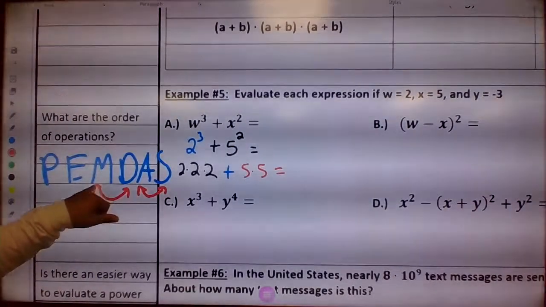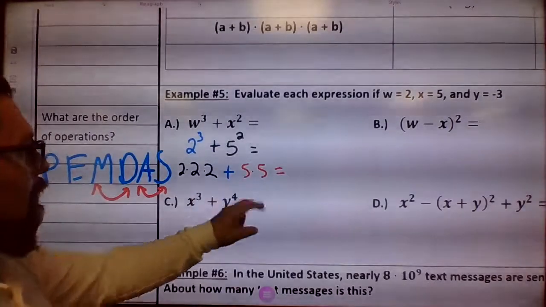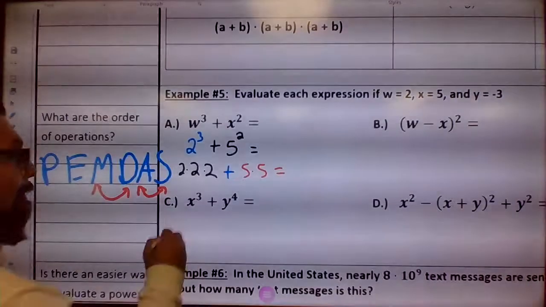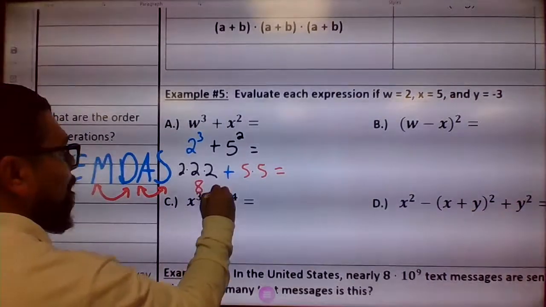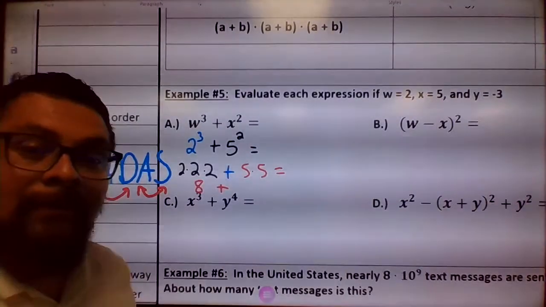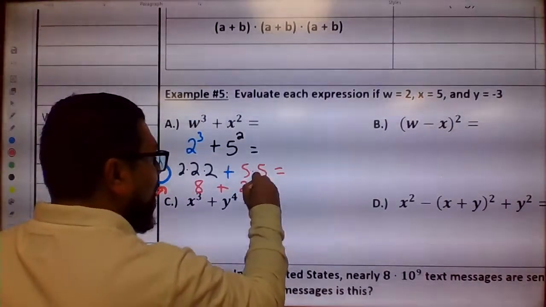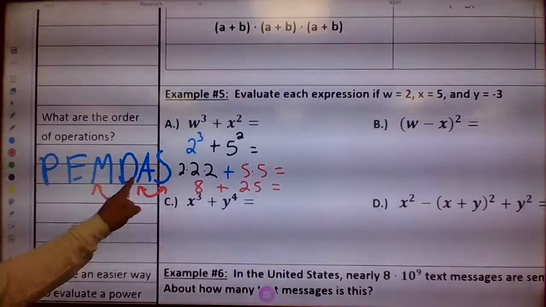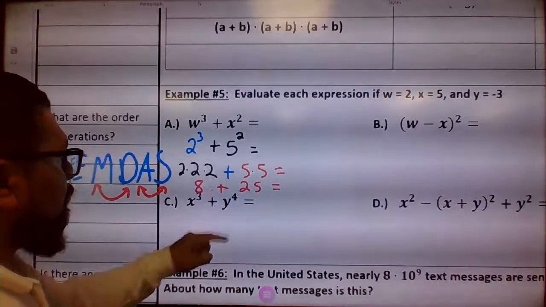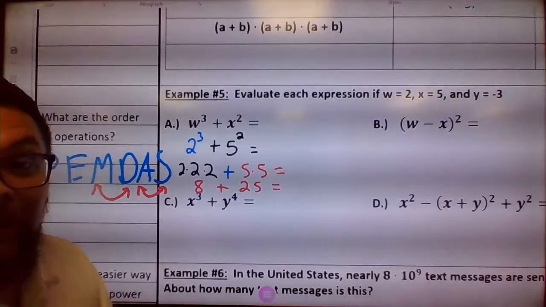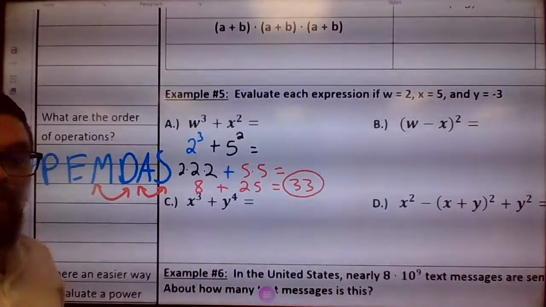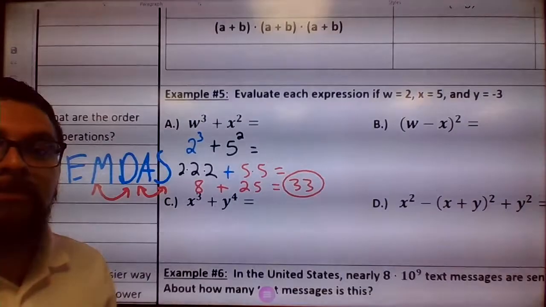Now let's go ahead and multiply or divide. There's a multiplication here, so let's do that. 2 times 2 times 2 is 8. And 5 times 5 is 25. So we did multiplication or division. Okay, addition or subtraction. There's addition here. So 25 plus 8 is 33. So that's your answer for example A.